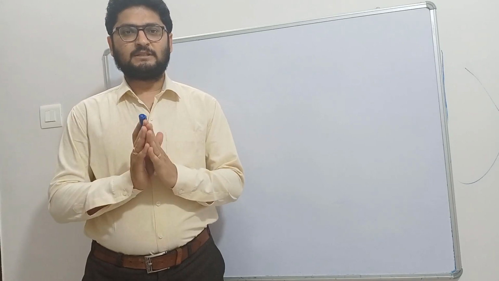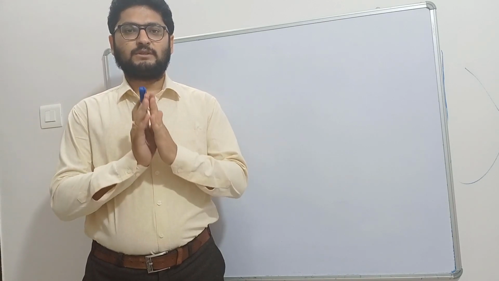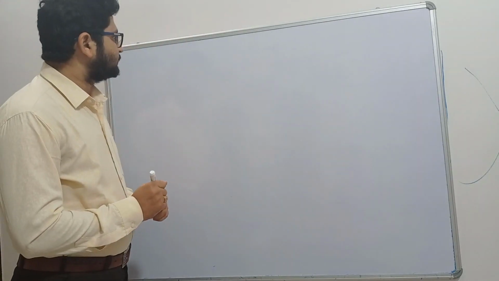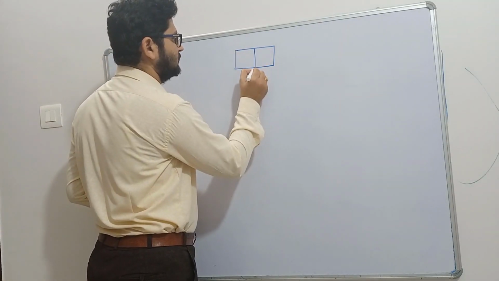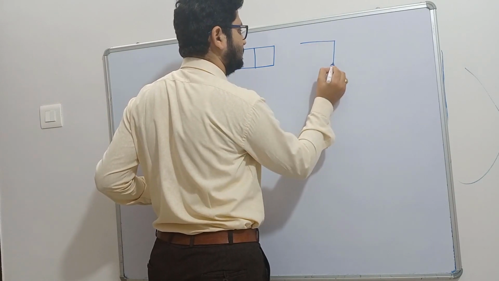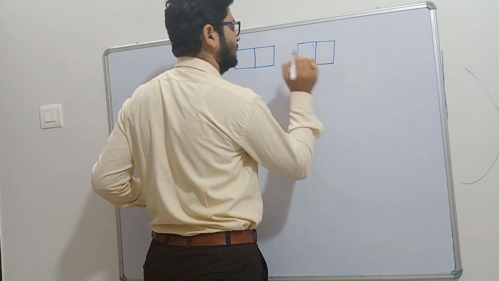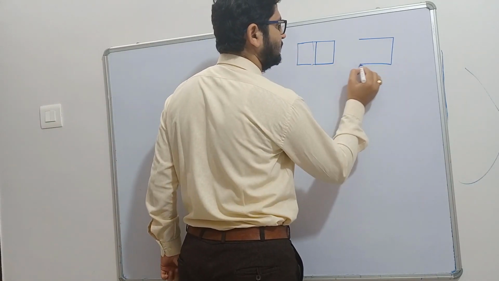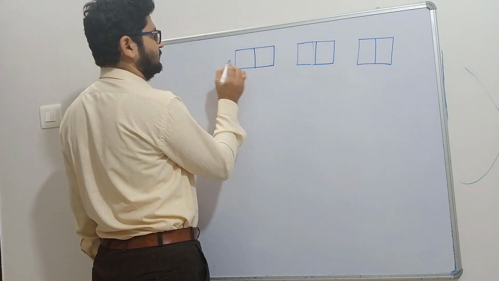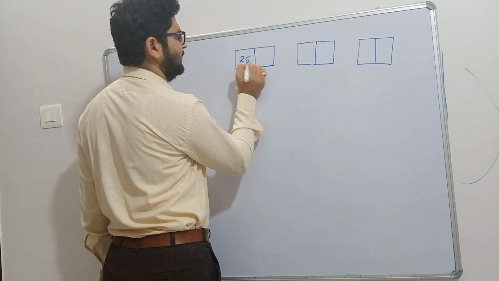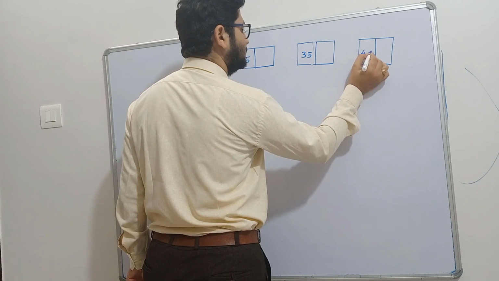Hello guys, in this session we are going to see how to display all the elements of a linked list using C. Now let us suppose I have one linked list with 3 nodes. Let us suppose the first node contains 25, the second node contains 35 and the third node contains 45.